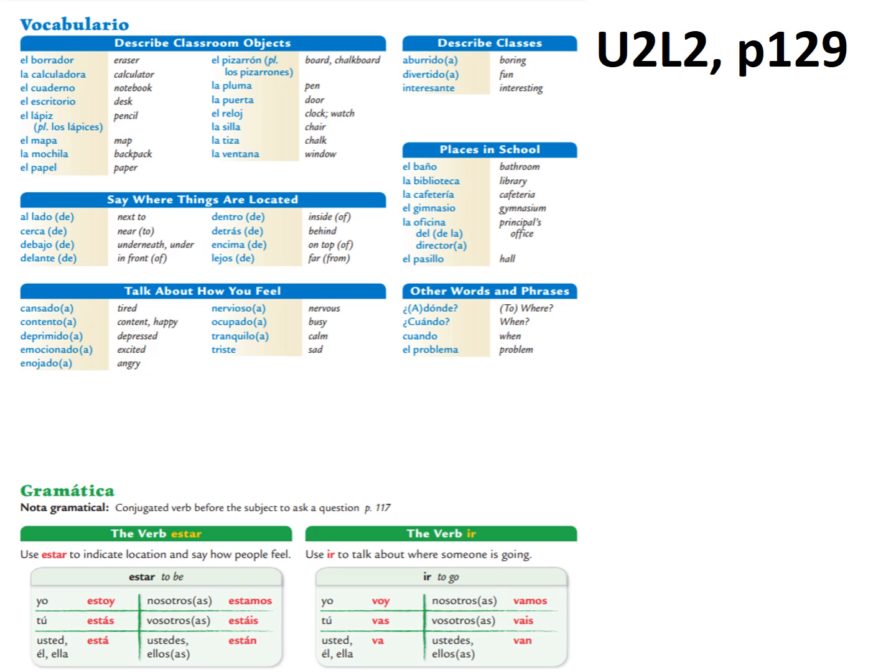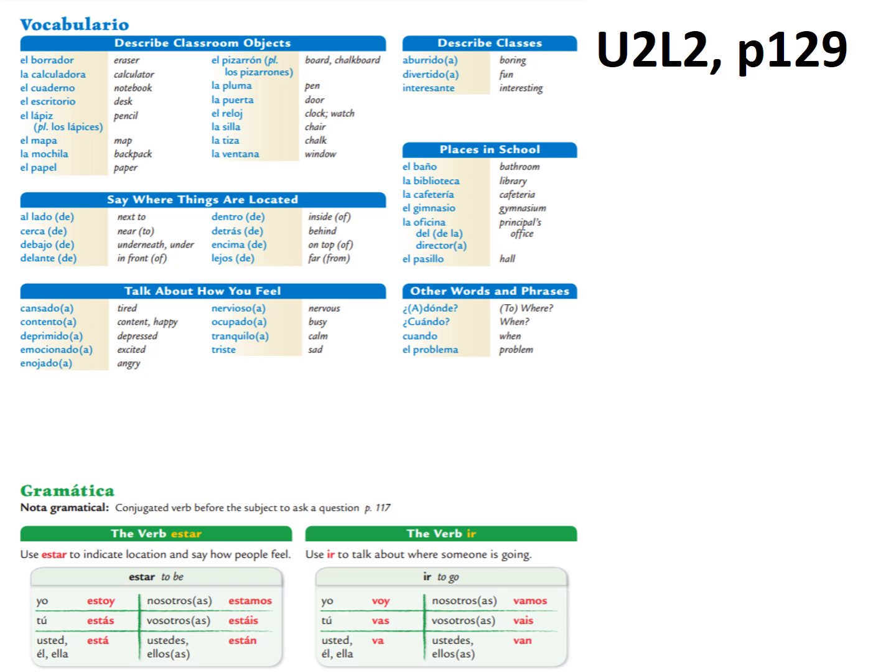Say where things are located. Al lado, next to. Al lado de, next to. Cerca, near. Cerca de, near to. Debajo, underneath. Debajo de, under. Delante, in front. Delante de, in front of. Dentro, inside. Dentro de, inside of. Detrás, behind. Detrás de, behind. Encima, on top. Encima de, on top of. Lejos, far. Lejos de, far from.